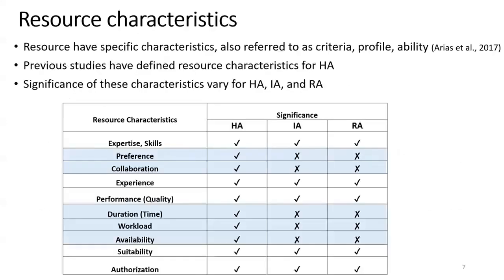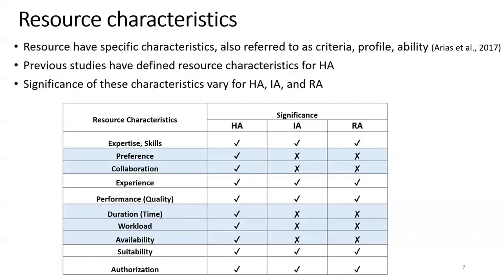Now, given these resources, they would have specific characteristics, much like human agents. Resource characteristics have also been referred to as criteria, resource profile, or resource ability. They have largely been studied in the context of human agents, but here we're looking at it for all types of agents, the HA, IA, and RA.